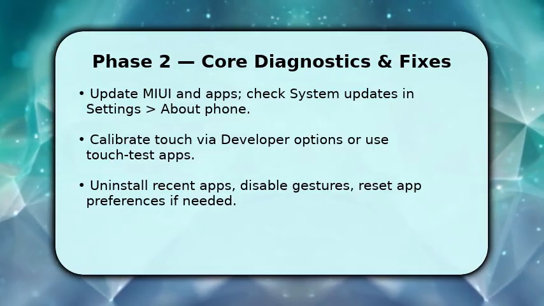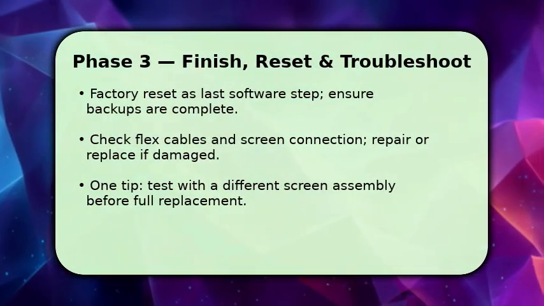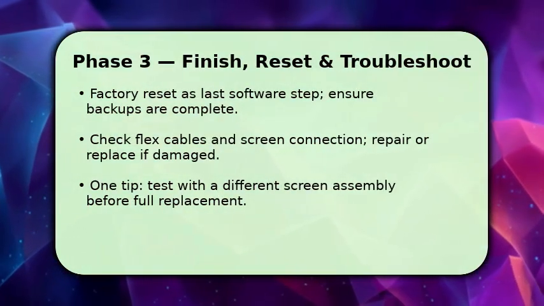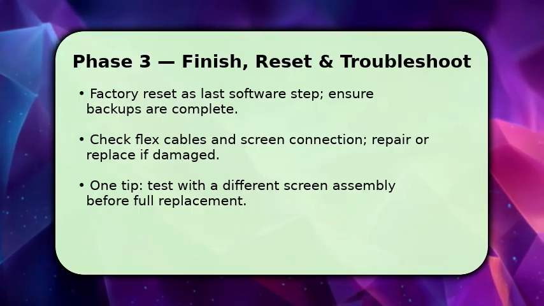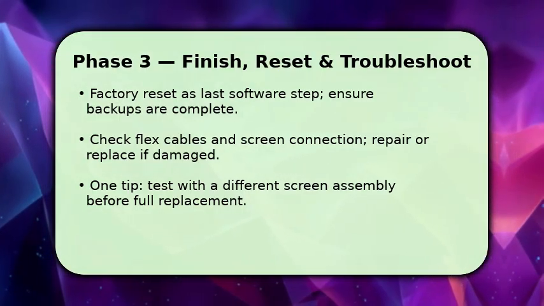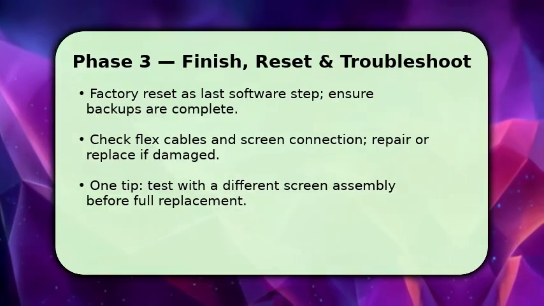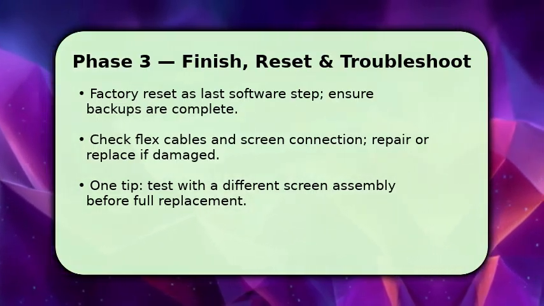Finish by performing a factory reset only after you backed up everything. This removes deep software causes. If ghost touch continues after reset, inspect hardware, open the phone or have a technician check the display flex cable and connectors. Loose or damaged connectors and a warped frame often cause false touches.